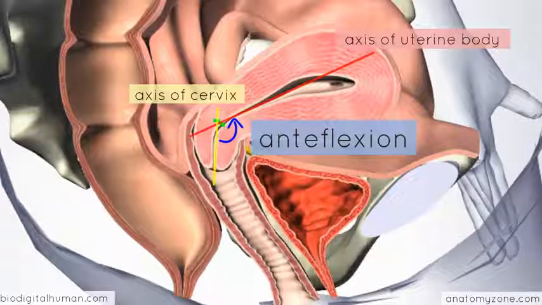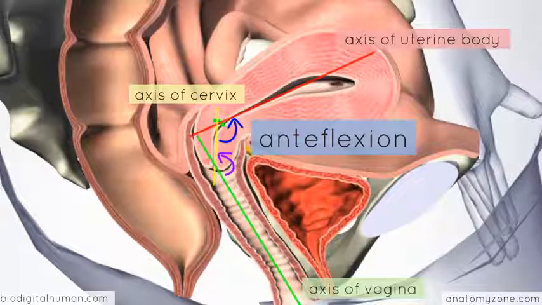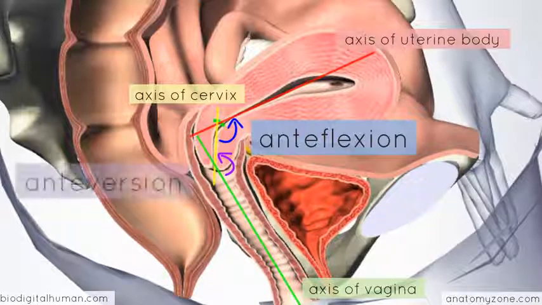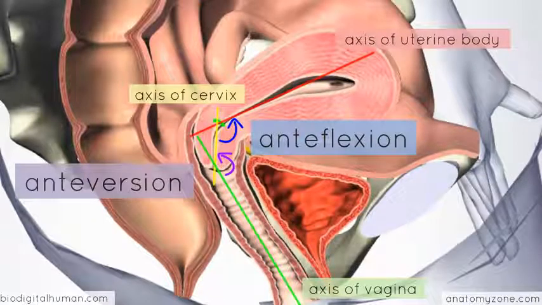And then the degree of angulation you get with the axis of the cervix to the axis of the vagina is called anteversion. Normally this is around about 90 degrees of flexion, so it's not shown as sharply angulated in this model here. So you've got anteflexion, which is the axis of the uterine body to the cervix, and then you've got anteversion, which is the angle formed by the axis of the cervix to the axis of the vagina.